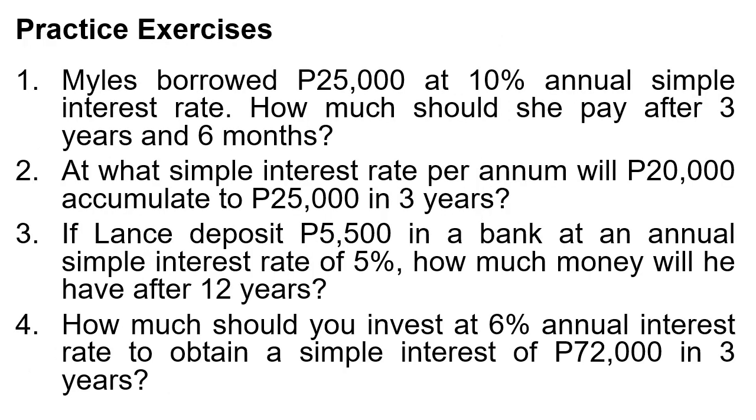Okay, now it's your turn. Answer these practice exercises. Number 1, Miles borrowed 25,000 pesos at 10% annual simple interest rate, how much should she pay after 3 years and 6 months? So here, for number 1, you'll be solving for the final amount. Number 2, at what simple interest rate per annum will 20,000 pesos accumulate to 25,000 in 3 years? So obviously, that's asking for the rate.